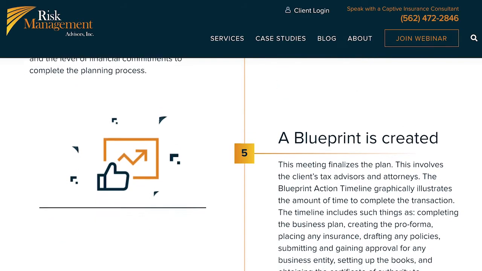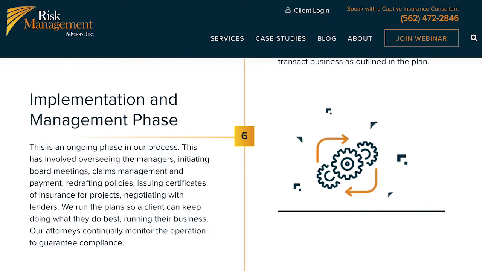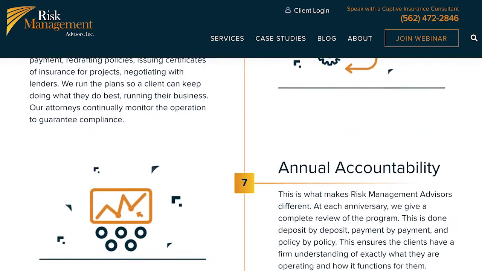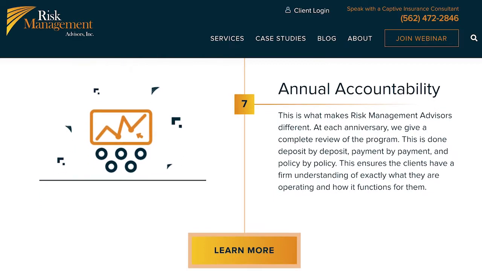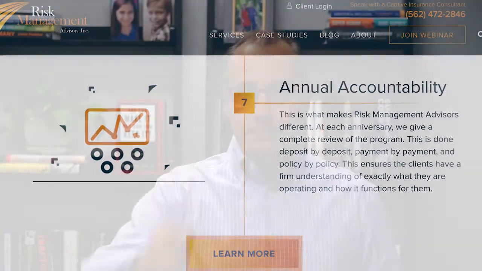That whole blueprint, all of the documents go to the Department of Insurance. In the end, we get the certificate of authority. Then we get into the implementation and management phase to make sure that it meets all of their goals and objectives. And then lastly, and most importantly, is the annual accountability, where we make sure that the clients know deposit by deposit, line by line, policy by policy, exactly how it's functioned in the last year and how it's meeting their unique individual goals.